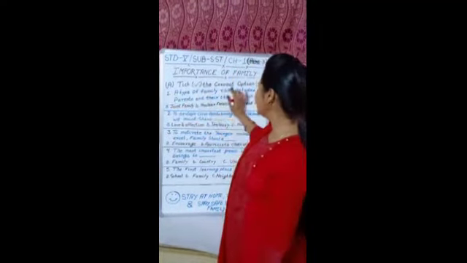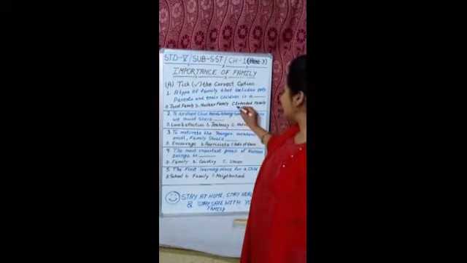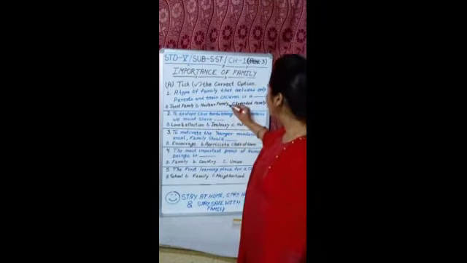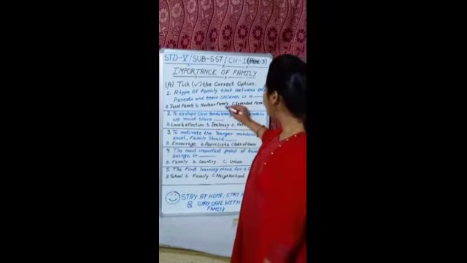The first question is: a type of family that includes only parents and their children is. A option is joint family. Option number B is nuclear family. And C option is extended family. So our answer will be nuclear family. Okay. Next question is question number 2.